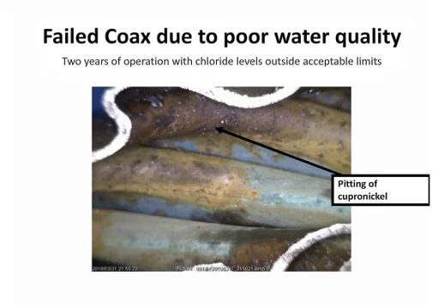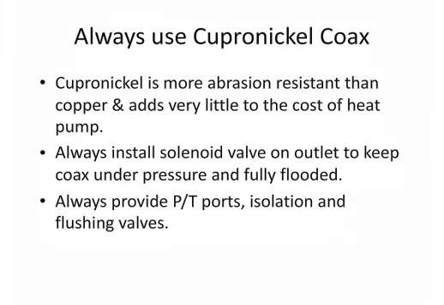Unhappy customers. So here's an example of a failed heat exchanger due to poor water quality. This one came out of Eugene, Oregon. Two years of operation, and because of that chloride level, it ate through the cupronickel heat exchanger. By the way, the minimum kind of heat exchanger you should have if you're going to subject it to well water, in my opinion, is a cupronickel heat exchanger. It has some inherent benefits. Speaking of which, cupronickel is a more abrasion-resistant element than copper, and it adds very little cost to the heat pump.